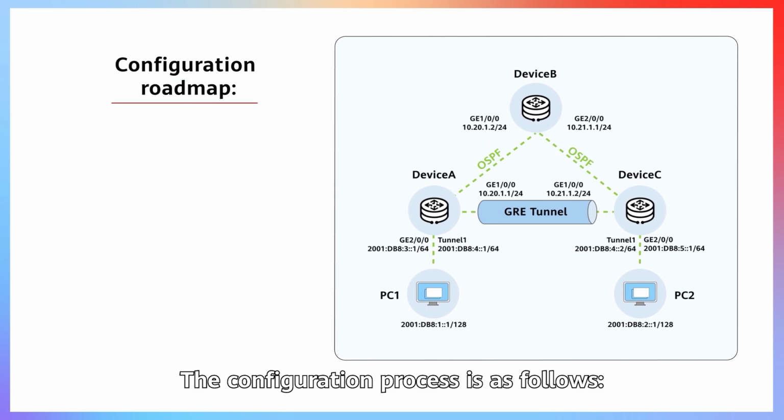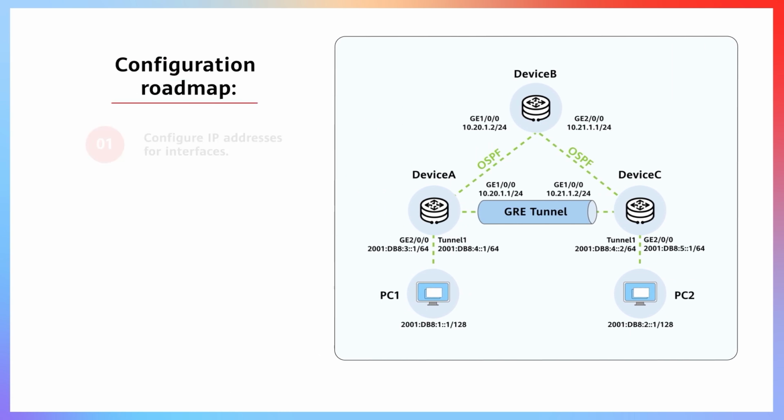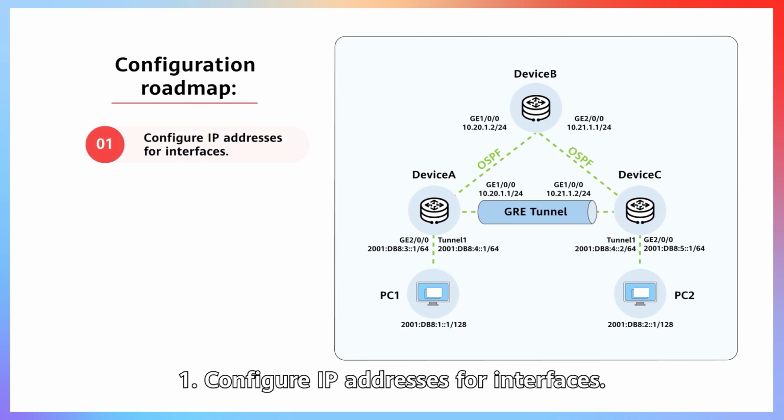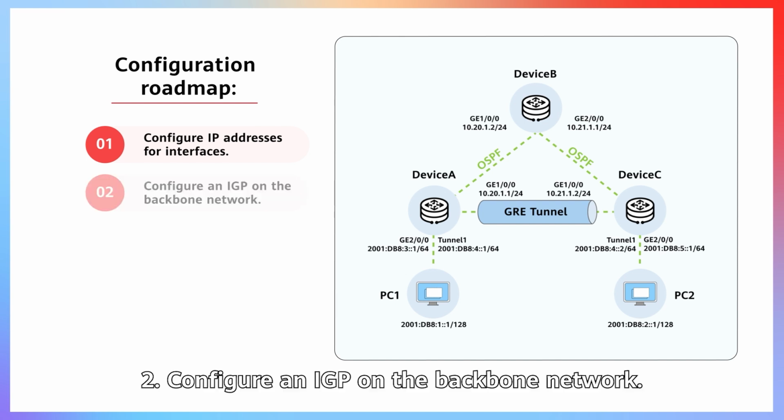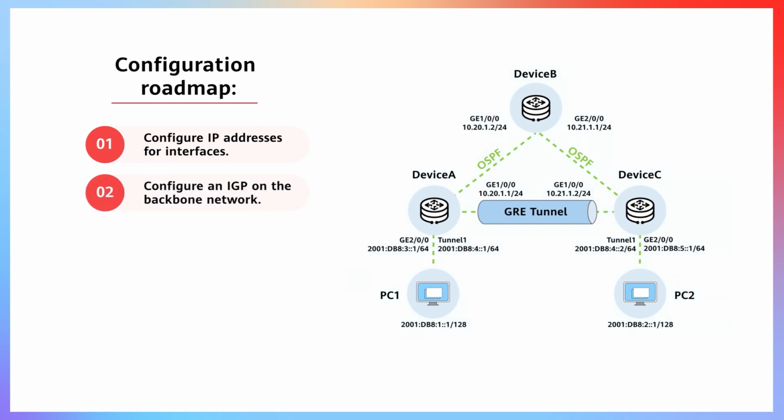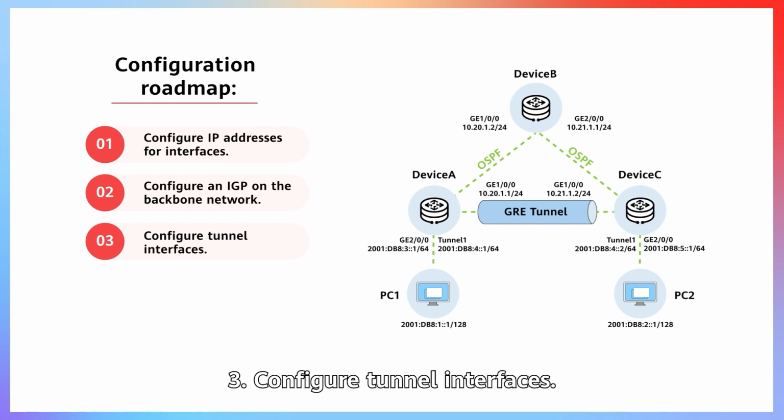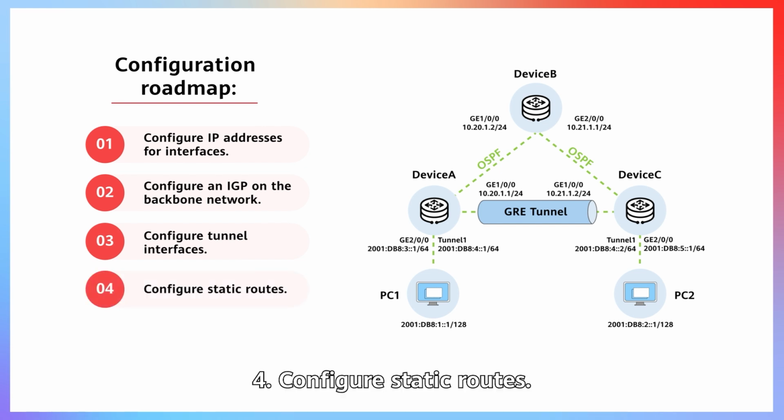The configuration process is as follows. First, configure IP addresses for interfaces. Second, configure an IGP on the backbone network. Third, configure tunnel interfaces. Fourth, configure static routes.